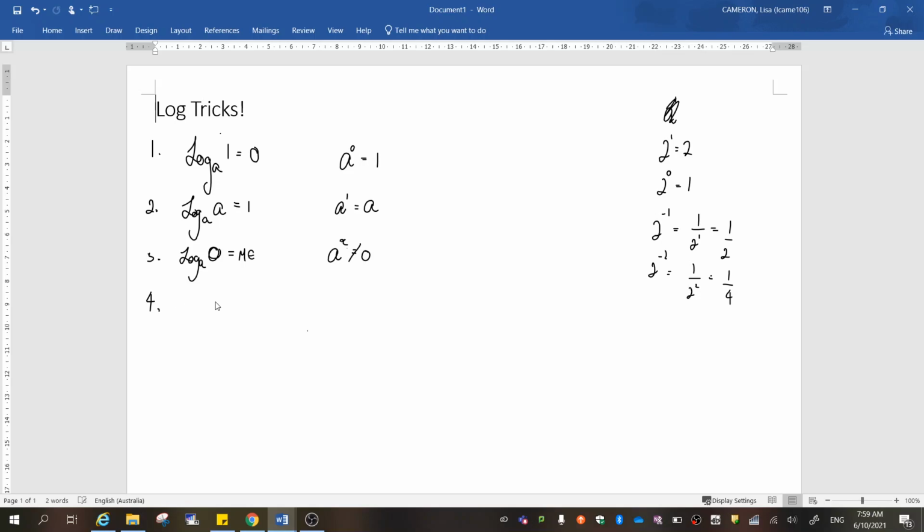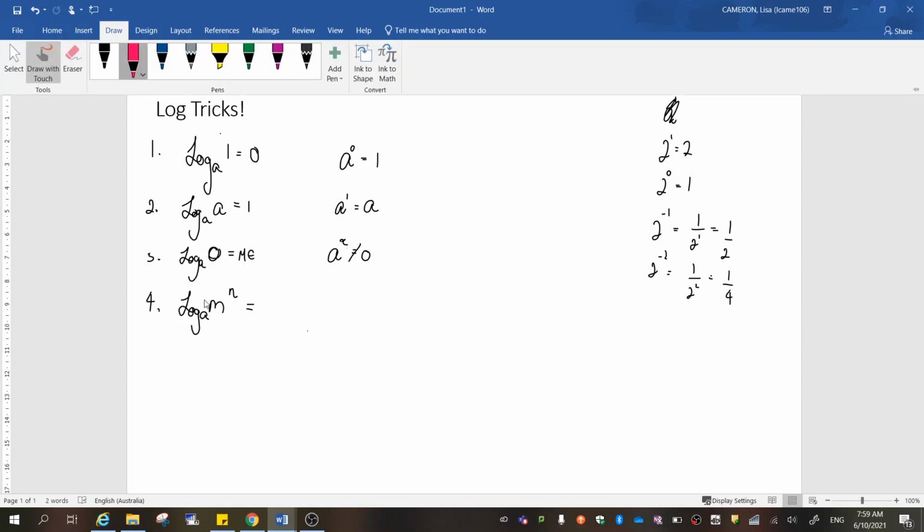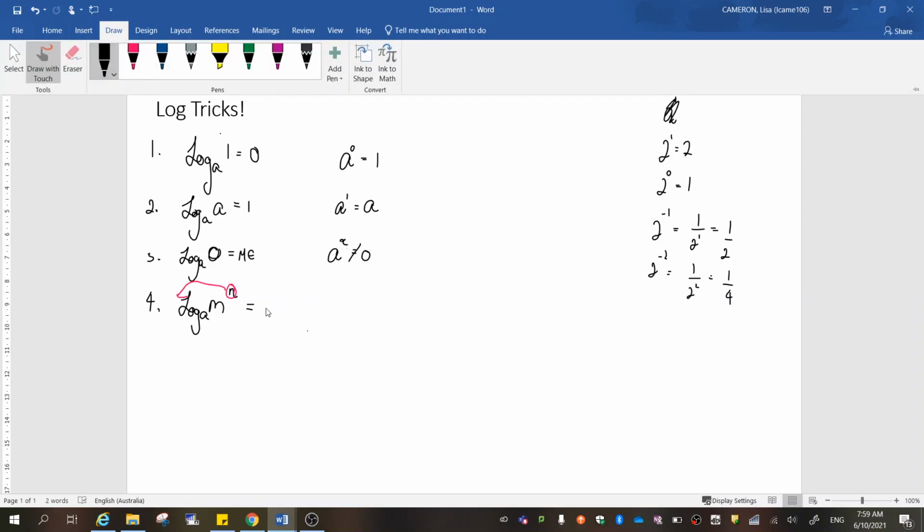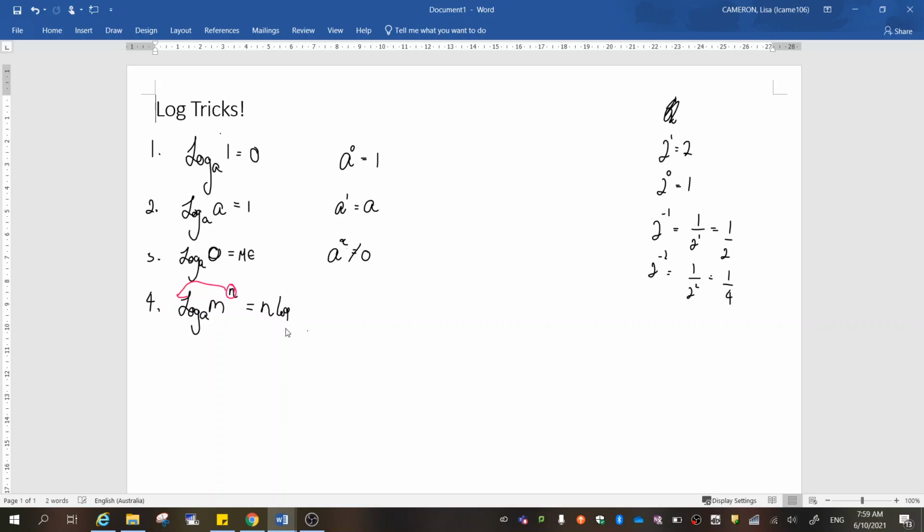Number 4 trick, log a. So if we have a base a here, and I've got an m here, and it's got some power at the top there, I can think about it like I can capture that power at the top, take it to the front. So this can be expressed as n log a m. So this statement is the same as that.